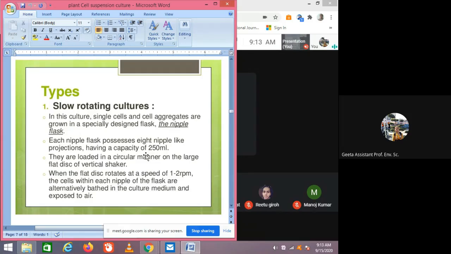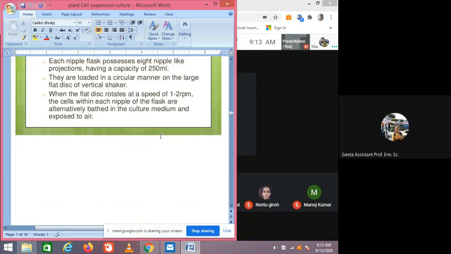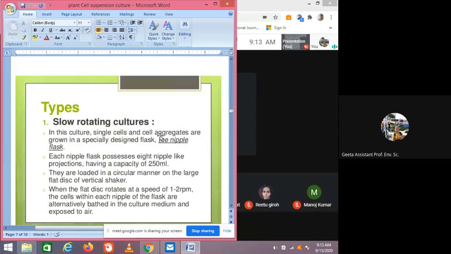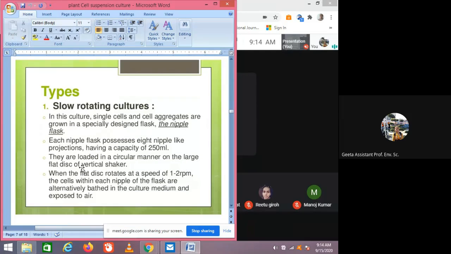Then slow rotating culture. In slow rotating culture, single cells and cell aggregates are grown in a specially designed flask known as a nipple flask. The diagram will come ahead. Each nipple flask possesses 8 nipple-like projections having a capacity of 250 ml. They are loaded in a circular manner on a large flat disc or vertical shaker. When the flat disc rotates at a speed of 1 to 2 rpm, the cells in each nipple of the flask are alternately bathed in the culture medium and exposed to the air.